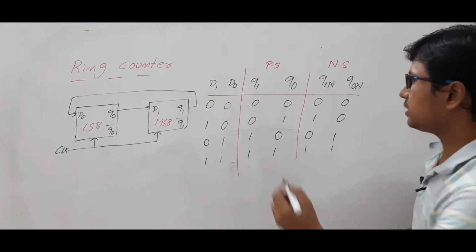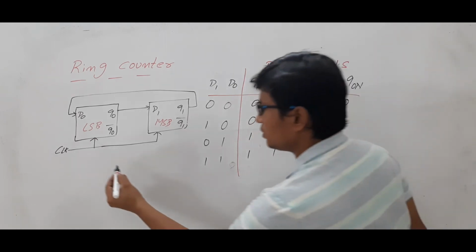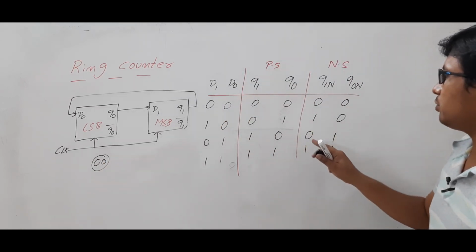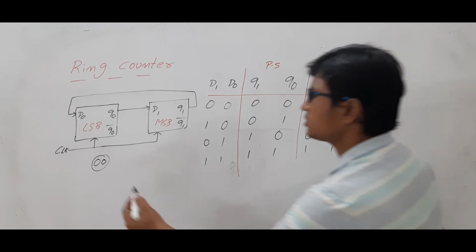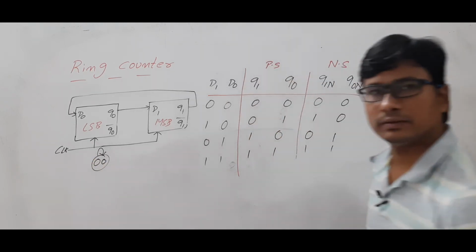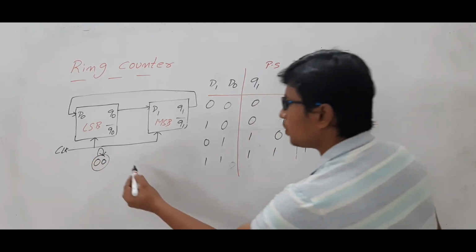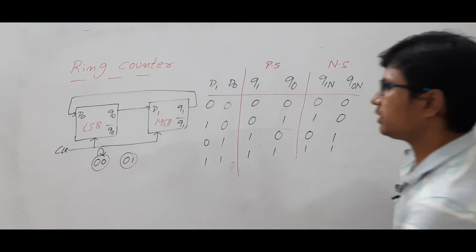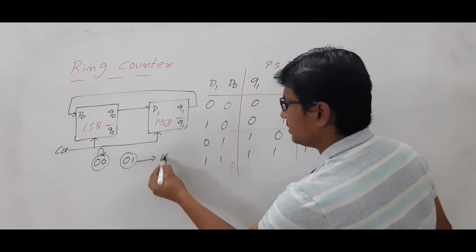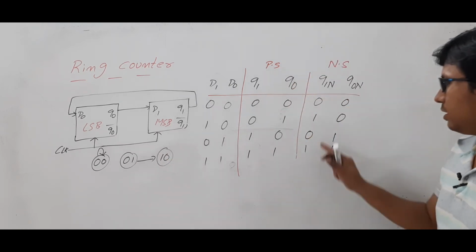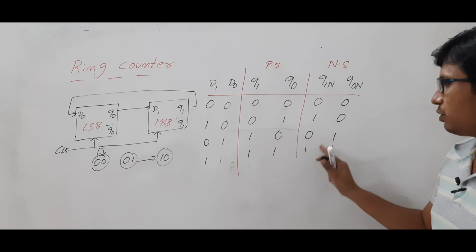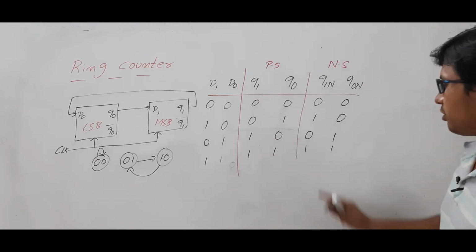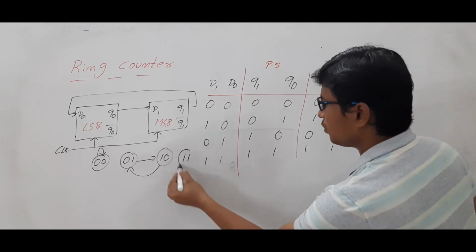Now if you look at it, we are in state 0 0. Let me take 0 0. From 0 0, where are we going? We are going to 0 0 only. Write it. Now from 0 1, where are we going? We are going to 1 0 as the next state. Write 1 0. Now from 1 0, where are we going? 0 1. Write it. Now take 1 1. From 1 1, where are you going? You are going to 1 1.